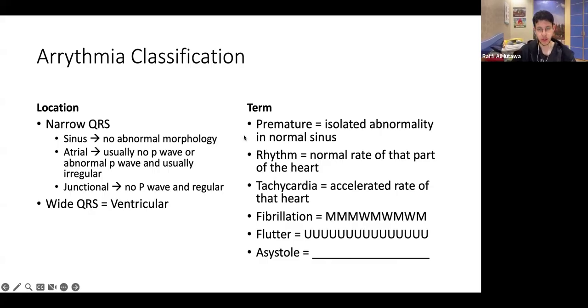In terms of the terms you should use, premature. If you say a premature contraction, this means you have normal sinus rhythm and just one random beat. In rhythm, let's say we say sinus rhythm or atrial rhythm or ventricular rhythm. Basically, each part of the heart has its own rate at which it conducts. One of the properties of the heart is automaticity: if one part falls down, the other will kick back up.